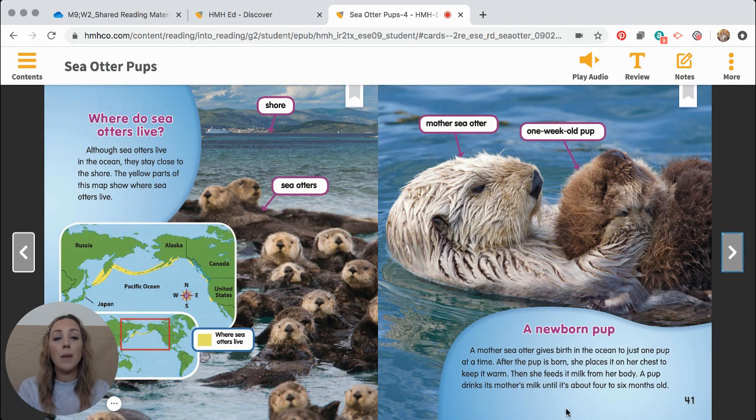And we need to think about that paragraph. So now we start to read about this newborn pup. The mother sea otter is going to do different things to take care of her newborn pup and her young pup. I want you to think about what we just read on page 41, and I want you with your pencil or highlighter to either highlight or underline something that the mother sea otter does to help her newborn pup.